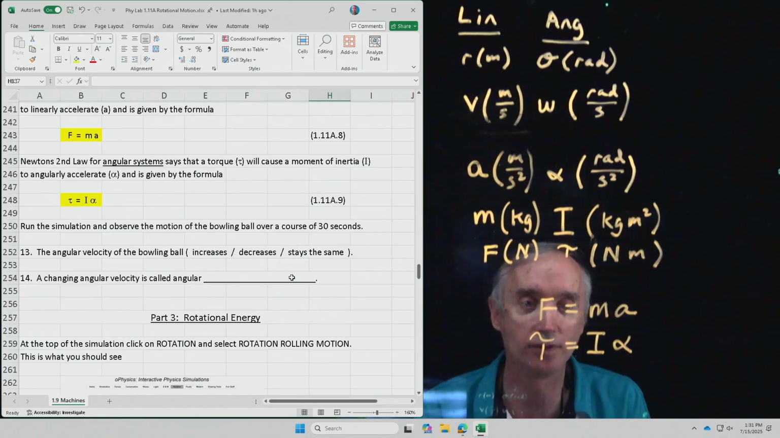Well, that was short. So let's take a break, and when we come back, we'll talk about what we mean by rotational inertia or rotational energy.